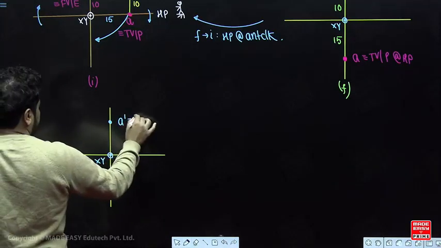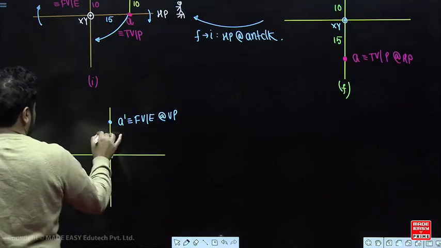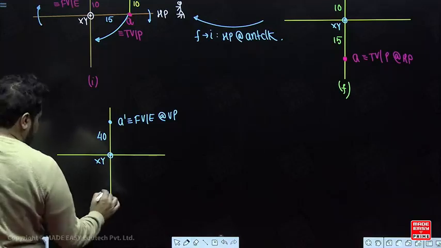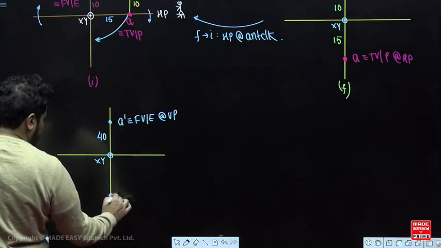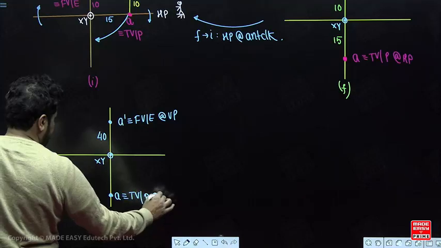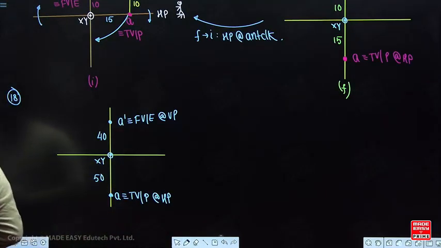A dash क्या है? Front view और elevation कहाँ पे बनता है? VP में. It is how much? 40 mm above xy and top view is 50 mm below xy. Top view मतलब A. Top view प्लान कहाँ पे बनता है? HP में. कितना है? 50 mm below xy. The position of the point, isn't it?